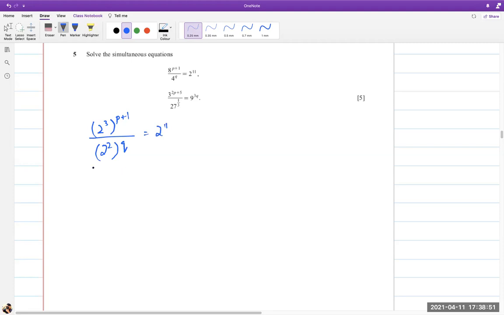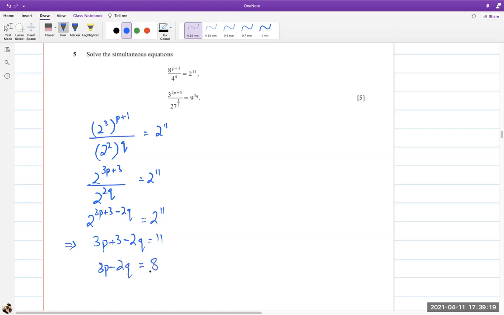So now when powers are upon whole powers, they multiply. So this becomes 3p plus 3 and this becomes 2 power 2q equals to 2 power 11. Power subtract if the numbers divide, so it gives me 3p plus 3 minus 2q is equal to 2 power 11, implying that this power is equal to that power. So I have an equation 3p minus 2q is equal to 8.